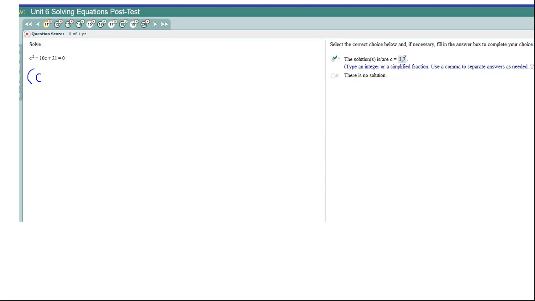So what you did was you said c times c will give me back the c squared, and then you also said negative 7 times negative 3 gives me a positive 21 and adds up to negative 10c. So now all we do is the same thing. You did the hard work here, Elizabeth, so all you do from there is set each expression equal to 0 and solve.